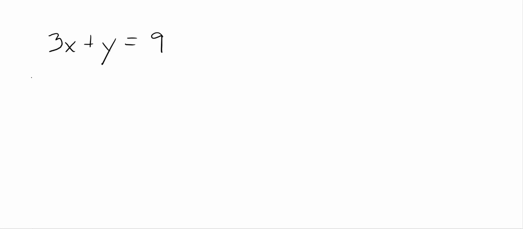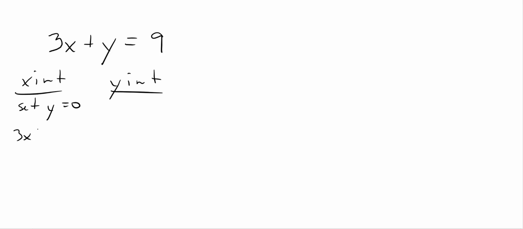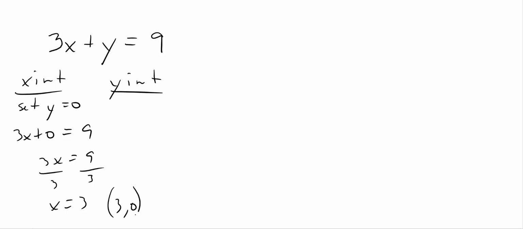Okay, so x-intercept and y-intercept. Remember, for the x-intercept, you set y equal to 0. So 3x plus 0 equals 9. So 3x equals 9, divide by 3, x is 3. So the coordinate is (3, 0), because we set y to 0 and x is 3. So (3, 0) is our first point.